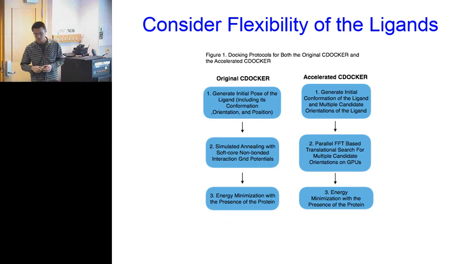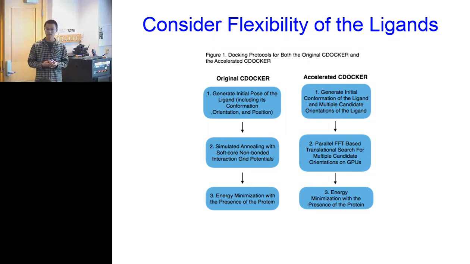Because as I told you at the beginning, when you have protein-ligand interaction, the ligand can be flexible. The protein can be flexible as well. But in our previous work, using FFT only works for rigid protein and rigid ligand, and also for a specific orientation. However, we can do the FFT corresponding to translation so fast, which means we can do this for multiple orientations simultaneously on GPU.